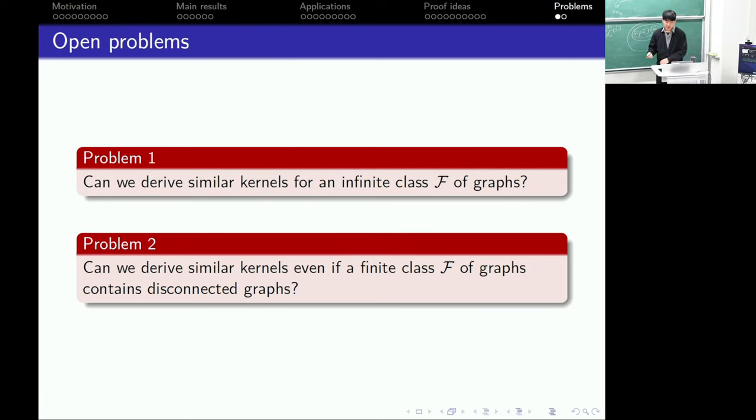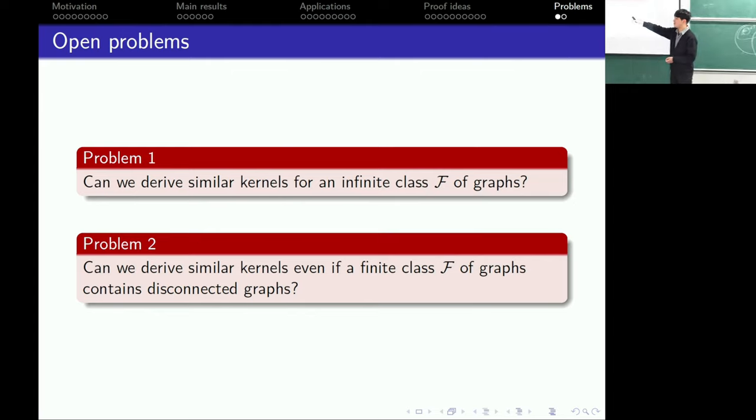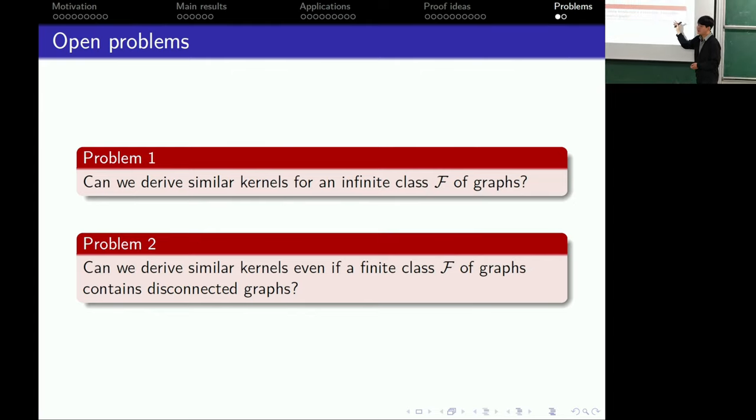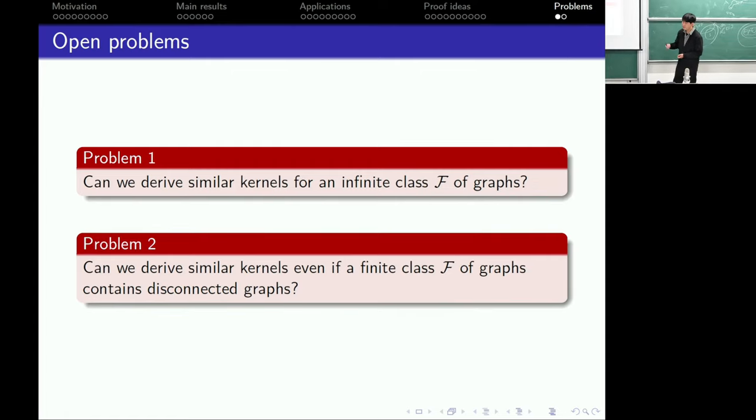The second question might be as follows. Can we derive similar kernels even if a finite class F of graphs has disconnected graphs? Remember that I require F to be a set of connected graphs. But if it contains some disconnected graph, there is some technical issue. So I wonder whether, if F contains disconnected graphs, there is also a similar kernel.